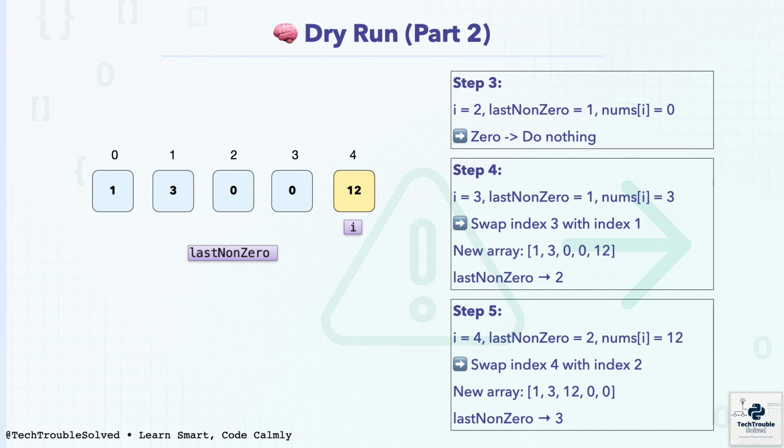Now at step 5, i is at index 4 and the value is 12, another non-zero, so we swap it with the element at lastNonZero, which is at index 2. Now the final array becomes 1 3 12 0 0, so this gives us the correct final structure. By the end of the scan, all non-zero elements are in front and all zeros naturally shift to the back.